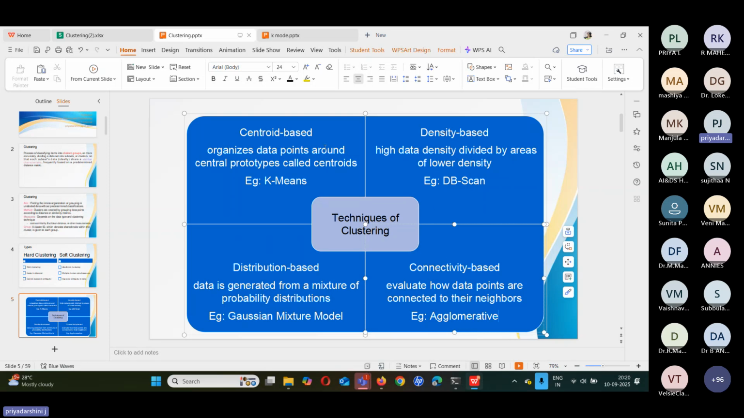So centroid based, we had seen about K means and K mode. Density based, we had seen DBSCAN. Connectivity based, we had seen agglomerative. In agglomerative, we saw single linkage, complete linkage and average linkage. So other than agglomerative, we have divisive. In distribution, we had seen about Gaussian mixture model. Inside Gaussian mixture model, we had seen about expectation maximization, which says about the likelihood. That is the most prominent occurrence.